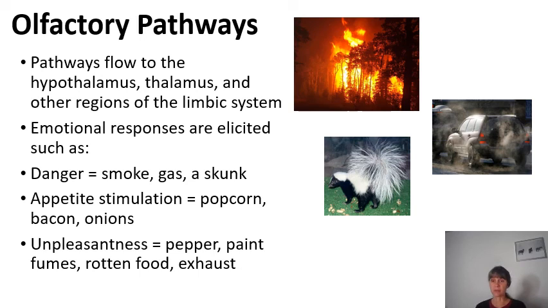We get different types of emotional responses elicited, such as smelling smoke or gas and feeling that there's danger nearby, or a skunk. If you've ever been in a movie theater and smelled popcorn popping, that can stimulate your appetite, as well as the smell of bacon or onions. And then there are other odors that are very unpleasant, like sometimes people find the odor of pepper or paint fumes or rotten food or exhaust very unpleasant.